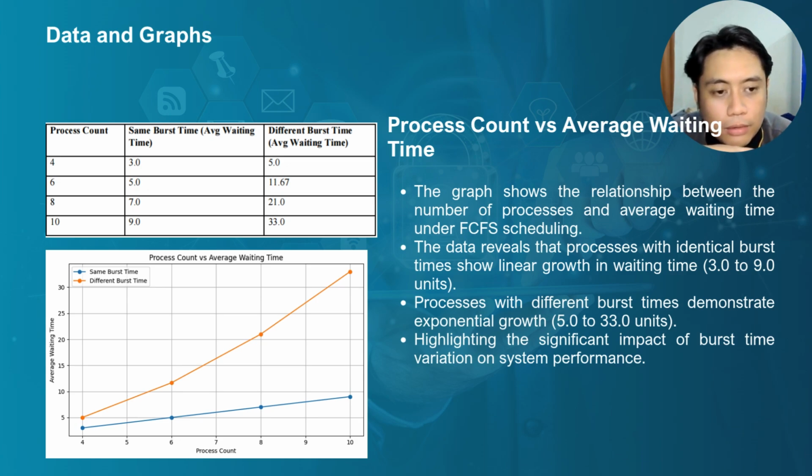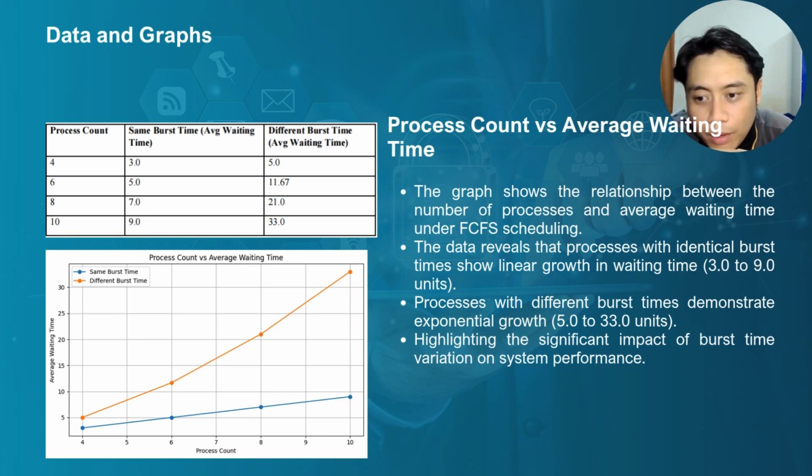This is the data and graph for the process count versus the average waiting time. It illustrates the average waiting time under FCFS, first come first serve. For the same burst times, the line grows steadily and very predictably, as you can see at the graph here. The other line is for the different burst time.